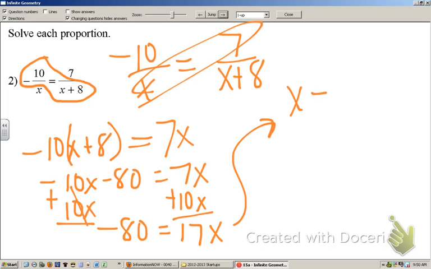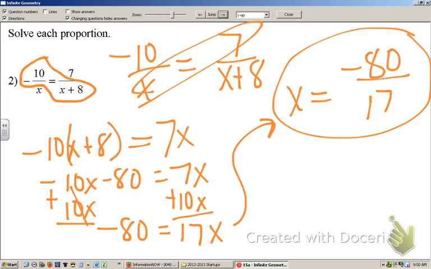So x will equal negative 80 over 17. And I can leave it. It will not reduce. It will not simplify. So we're going to leave it just like that as our answer. Moving on.